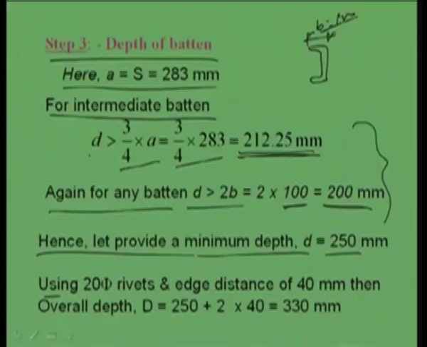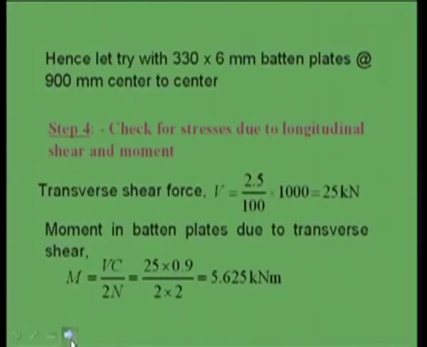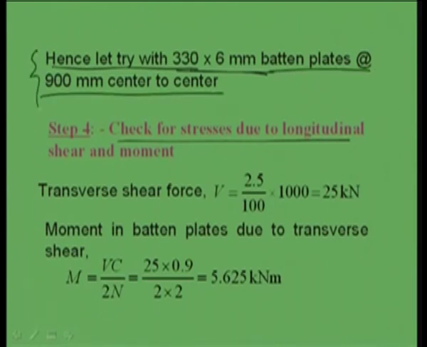And if we use 20 mm diameter rivet and edge distance of 40 mm, then the overall depth will become 250 plus 2 into 40, which is equal to 330 millimeter. So the overall depth we find as 330 millimeter, because we are assuming the effective depth as 250 millimeter and the edge distance as 40 millimeter. Next, we can find out the stresses. So we are going to provide 330 by 6 mm batten plates at 900 mm center to center. So this is the outcome we got, right.